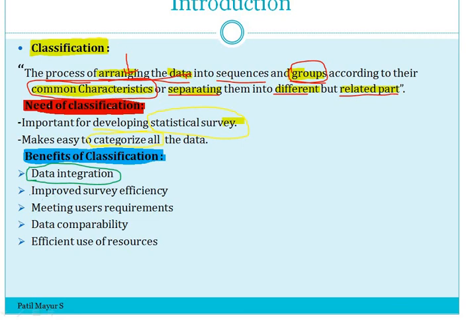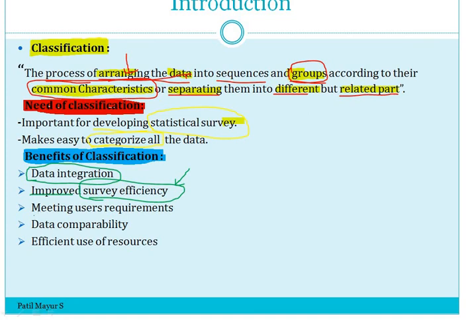Second is what? It improves the survey efficiency. Means what? If you properly classify it, then it will automatically improve your survey efficiency. Means the data that you have collected will be efficiently represented. If it is efficiently arranged, then obviously it is going to benefit your results. Okay. So it improves the survey efficiency.